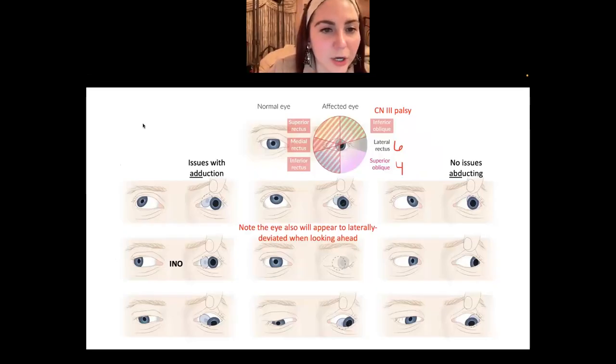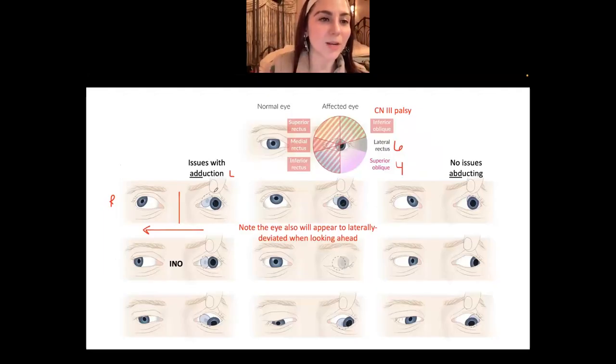And then again, you're gonna have issues with adduction. So if this is midline, this is the person's left eye, this is their right eye because they're facing us. And you basically tell the patient, hey, look over there towards the right. And this eye just stays staring at you. And you're like, nice, that's no adduction.